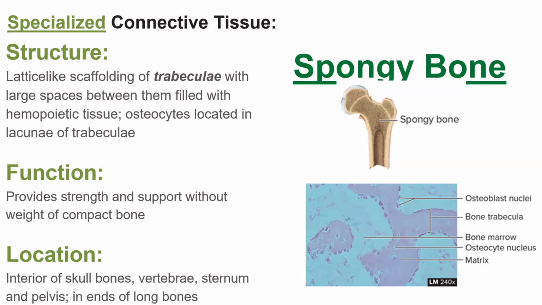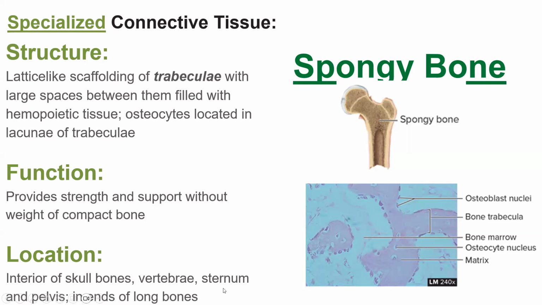Spongy bone organizes into trabeculae, not lamellae. We're going to have a lot more space. That space is mostly going to have bone marrow because that's where our hemopoietic tissue is. That's where we make our blood cells, in the bone marrow. And we still have lacunae in the trabeculae.